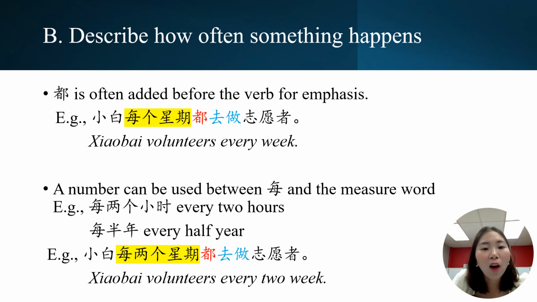To describe how often something happens, 都 is often added before the verb for emphasis. 小白每个星期都去做志愿者. 小白 volunteers every week. A number can be used between 每 and the measure word. 每2个小时 every 2 hours. 每半年 every half year. 小白每2个星期都去做志愿者. 小白 volunteers every 2 weeks.